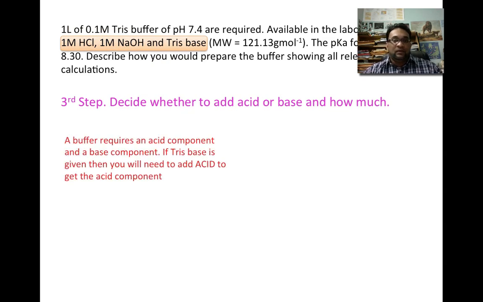So a buffer requires an acid component and a base component. If the tris base is given, then that means you have the base component. You need to get the acid component. The only way you can get the acid component is if you add acid to the base. Alright?